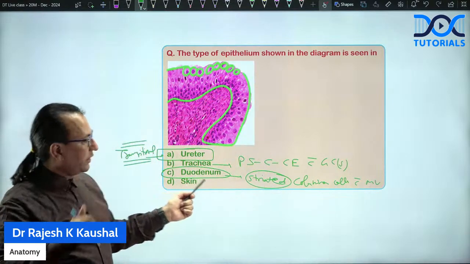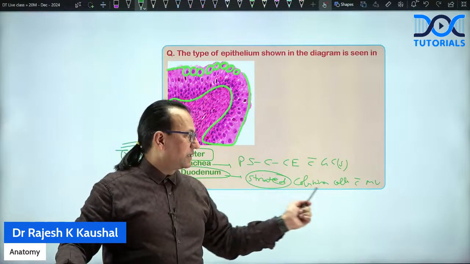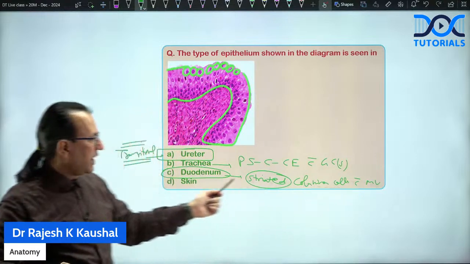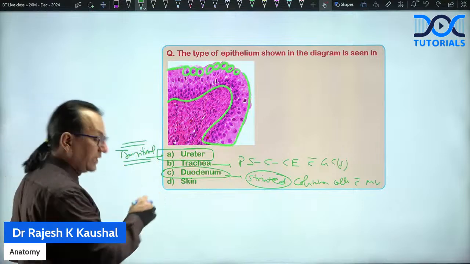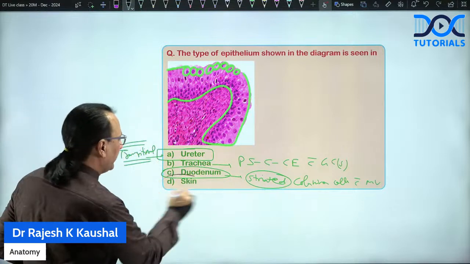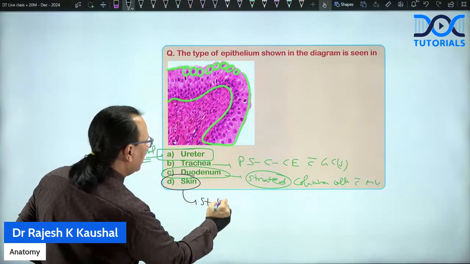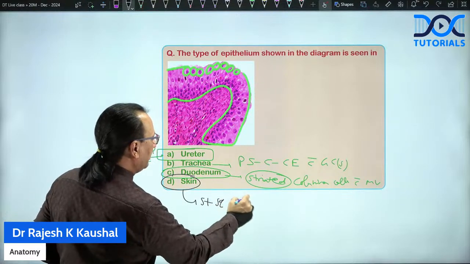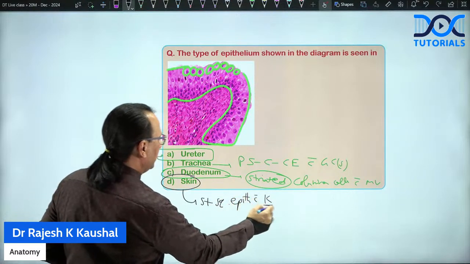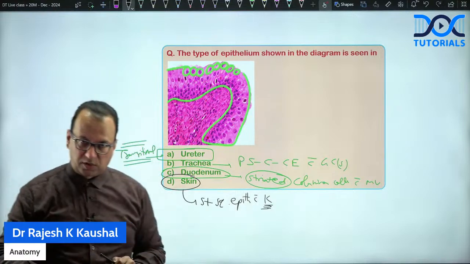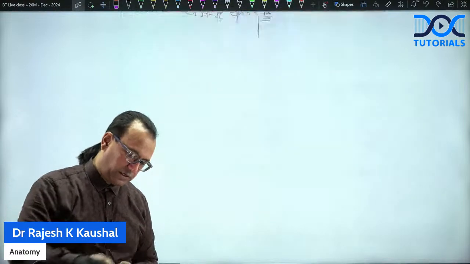Duodenum will have a striated border. It is small intestine. In the small intestine, there will be some goblet cells also and microvilli. What about skin? In skin, you will have stratified squamous epithelium with keratin. So can you show all the slides, because the examiner will be asking.